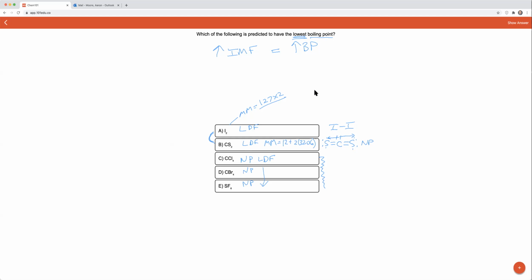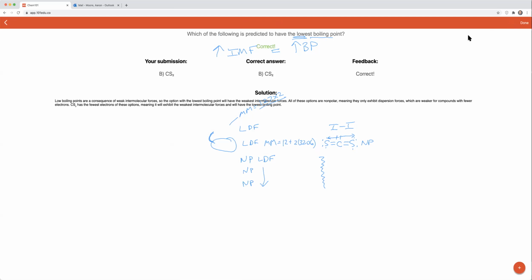So you base the answer to this question purely on the molar mass. Whichever one has the lowest molar mass is going to have the lowest intermolecular forces, and therefore the lowest boiling point. As I said before, that's carbon disulfide. Let me go back to the arrow. Select carbon disulfide, show the answer. We got it correct. Okay, clear the screen. All right, so that one is done.